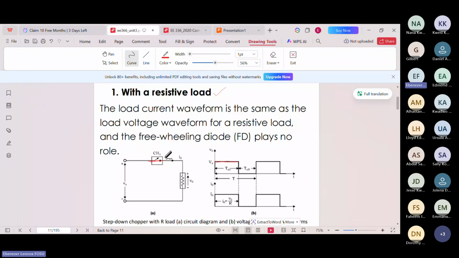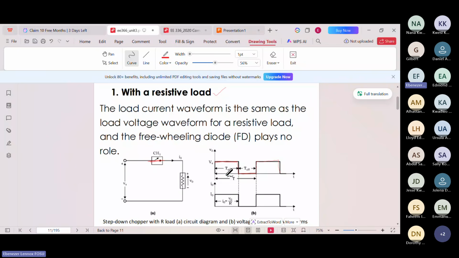When you turn off the switch, the circuit opens, so V naught is 0. It's no more connected to the supply, so it drops to 0 and stays at 0 till the switch turns on. Then you have the same pattern repeating. That is the voltage. The current will also take the same pattern. Anytime the switch is on, current will be flowing, and when the switch is off, the current becomes 0. These are the two waveforms.